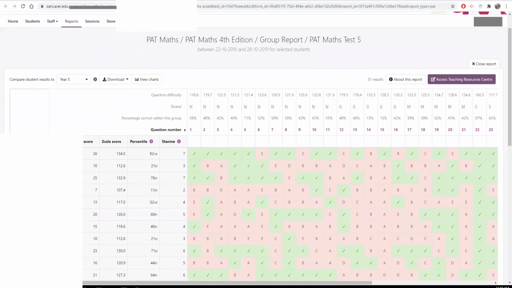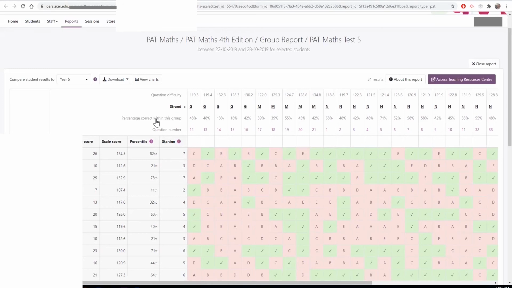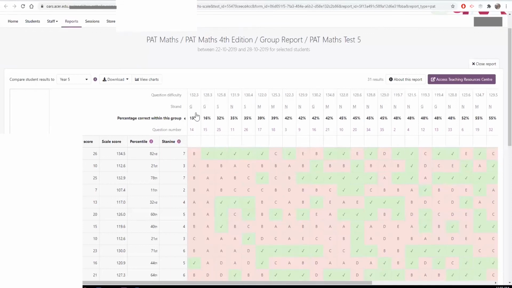I've gone back to my original orders now, and I'm just going to show you a couple of other things before we actually get into our analysis. Okay, so the percentage correct within the group, I find this really helpful. If I click on that, I can see that 13% of my students got question 14 right.